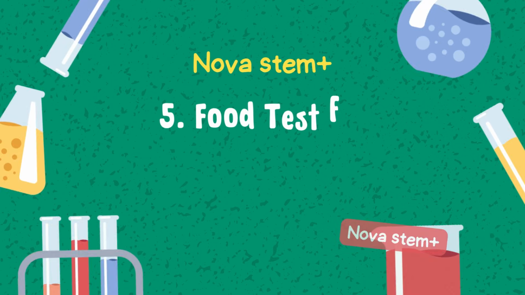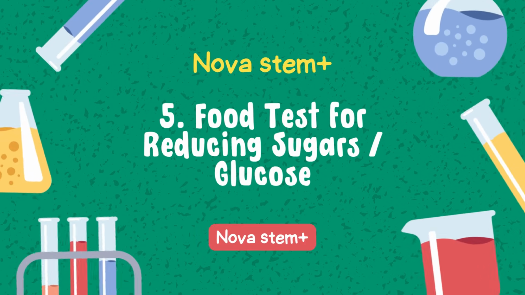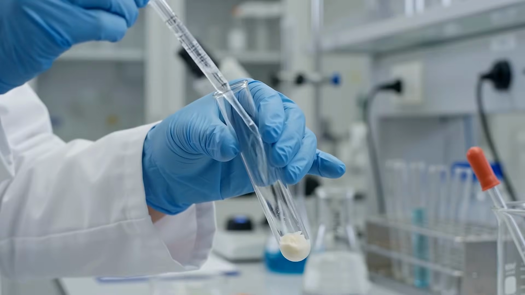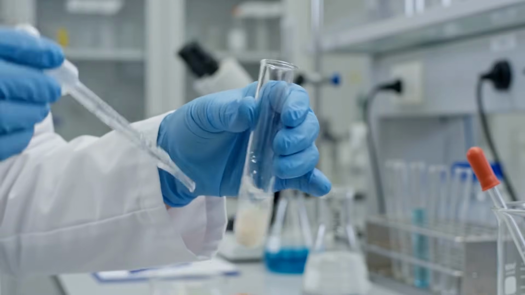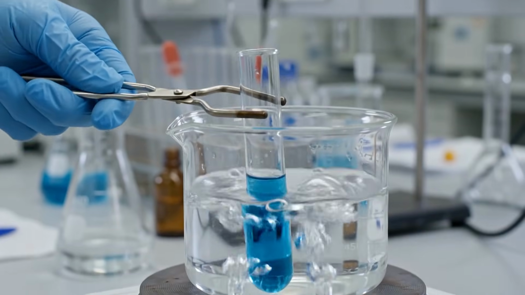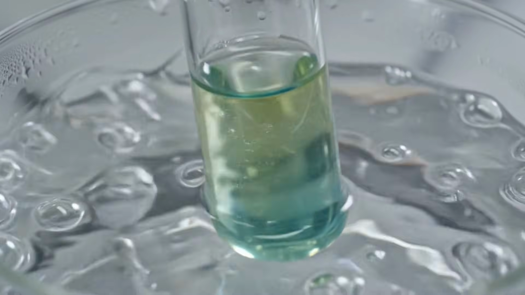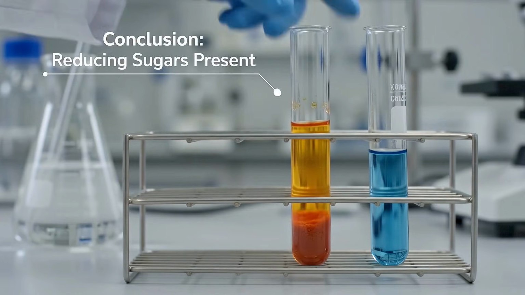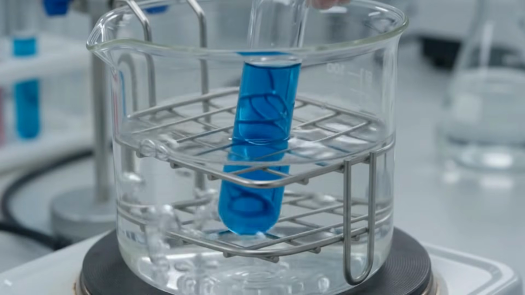We are going to identify the presence of simple carbohydrates by conducting the food test for reducing sugars, like glucose. To begin, we obtain a liquid food sample, in this case, a solution of glucose, in a clean test tube. Next, we add a few drops of Benedict's solution to our sample. You will notice it starts off with a bright blue color. For the chemical reaction to occur, we need to add thermal energy. We immerse our test tube into a boiling water bath and heat it up. Keep a close eye on the liquid as the temperature rises.